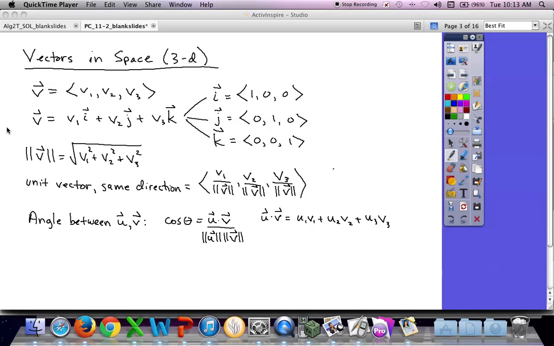How do you recognize the component form? By those angle brackets that it's inside, right? That's what tells you this is not a point in space. This is a vector because of the angle brackets.